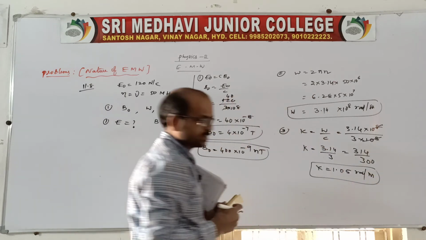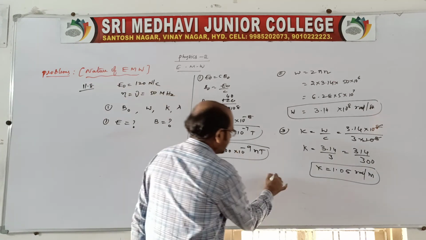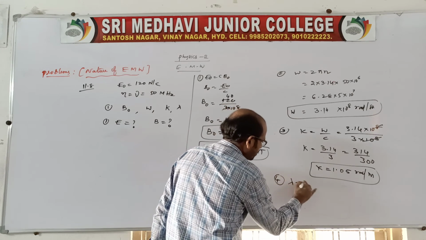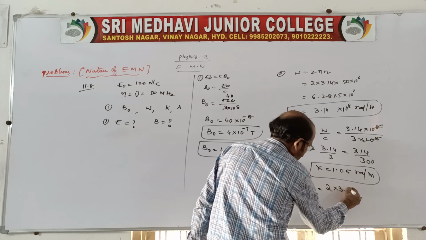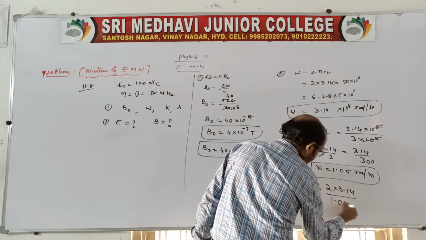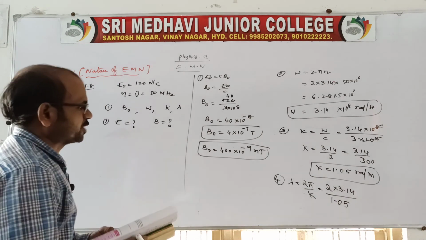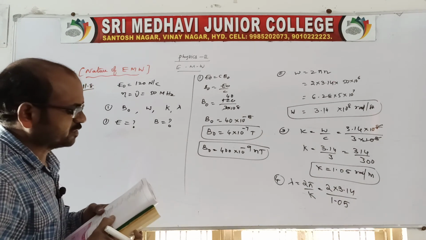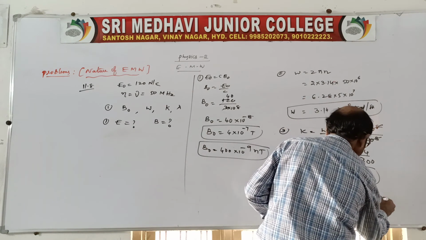Now in the same way, lambda is also asked, the fourth one. Lambda is equal to 2 pi by k, so 2 into 3.14 divided by the k value 1.05. Simplifying this, we may get approximately 6 meters.